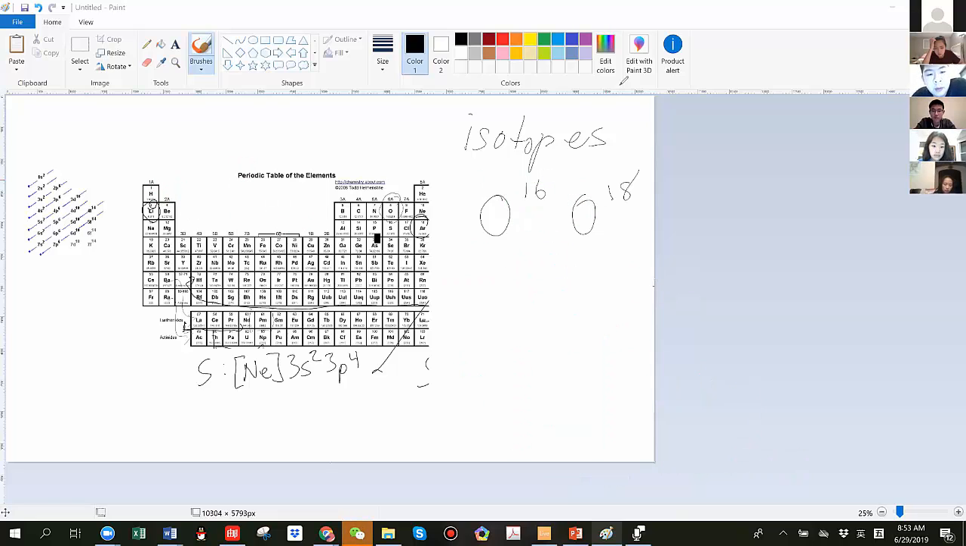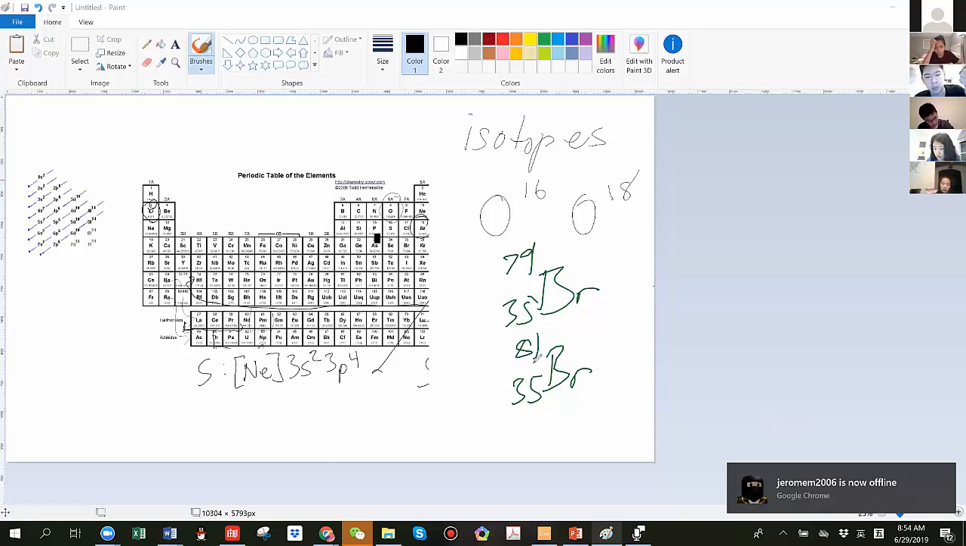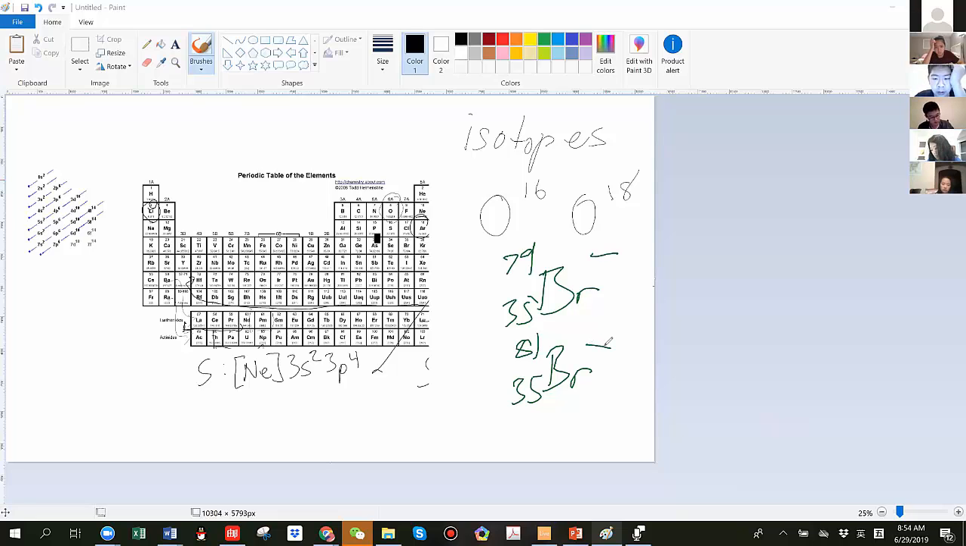Bromine exists in two major isotopes in basically a 50-50 ratio. So we have bromine 79 and then bromine 81. If you study organic chemistry later in life, this is pretty important because this shows up in mass spectroscopy. But that's beside the point. Let's imagine a bromide ion.